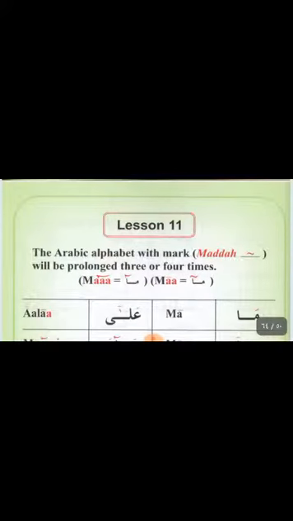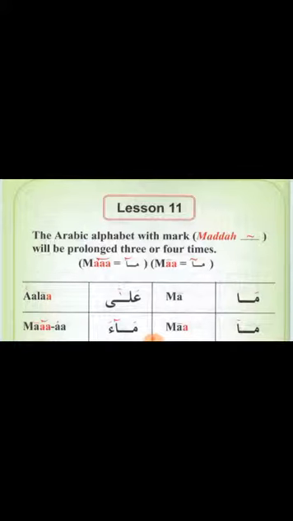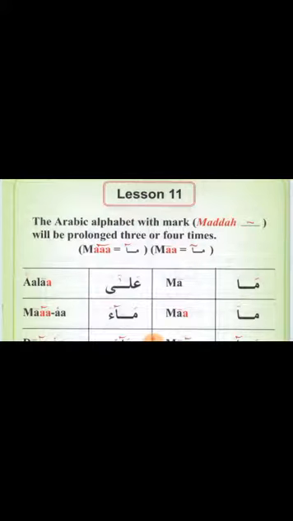Yassarnal Qur'an. Correct. On the next page we have the next lesson, lesson number 11. The Arabic alphabet with the big madda will be pronounced 3 or 4 times. You have already learnt about alif madda, waw madda, ya madda, and you know about the erect fatha, erect kasra, and inverted dhamma. You know that in these vowels we prolong the voice of the alphabet. Here we study about madda. Madda is another sign that is written in a bracket. In alif madda, waw madda, or ya madda, we prolong the voice two times, but here we pronounce three and four times.